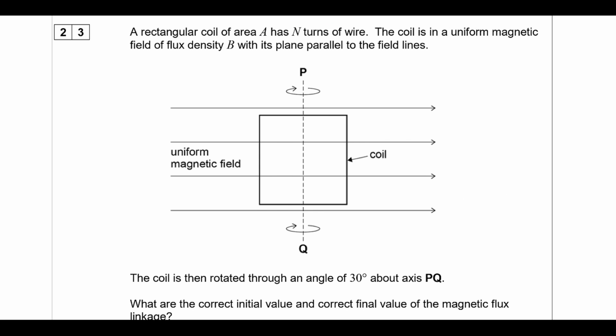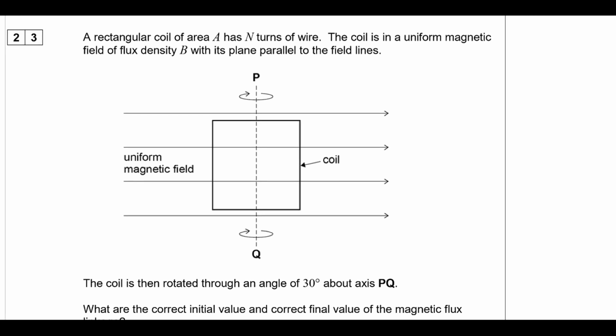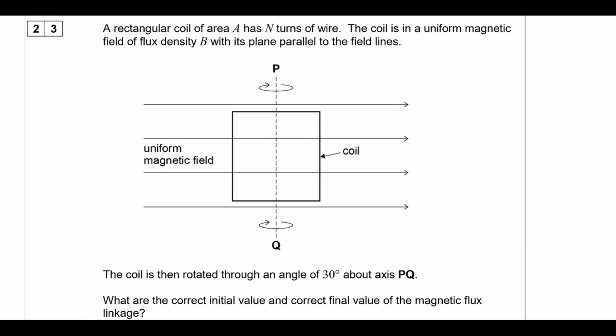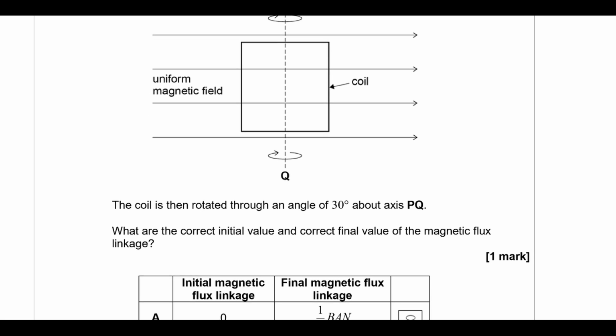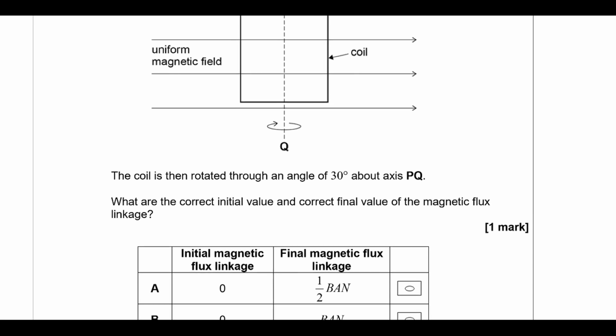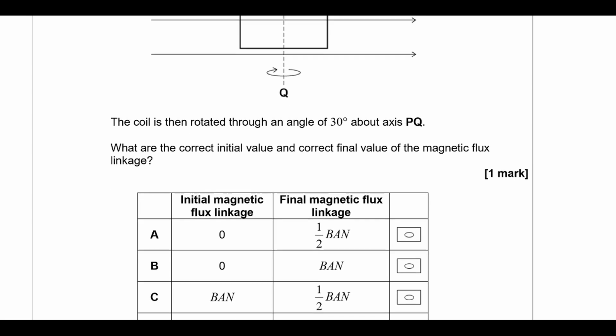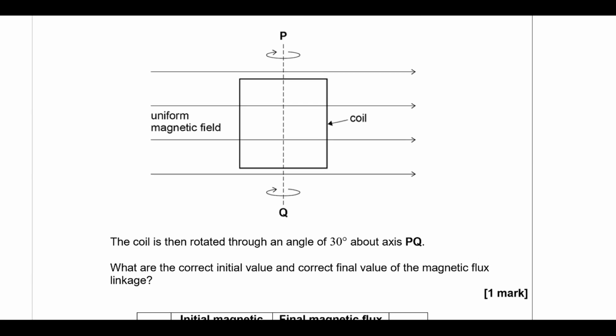So a rectangular coil of area A has n turns of wire. The coil is in a uniform magnetic field of flux density B, but its plane is parallel to the field lines at this particular moment in time. Okay, so we're going to rotate it by an angle of 30 degrees about its axis PQ. What are the correct initial value and final value for the magnetic flux linkage?